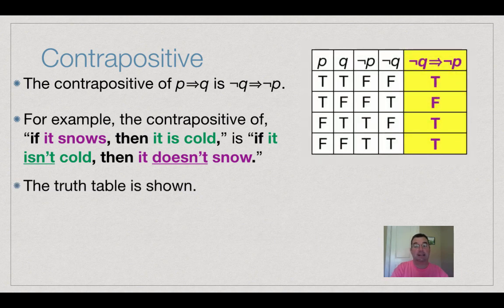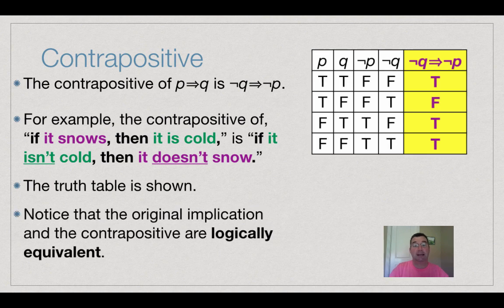I want you to recognize that as being the same as the truth table for the original sentence that I started with. If it snows, then it is cold. Or if P then Q, or P implies Q. Those two are logically equivalent as well.